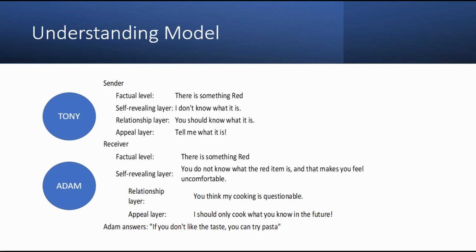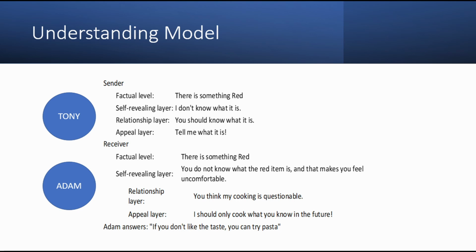So now he can translate this message in the self-revealing layer: you do not know what the red item is, right? And that makes you feel uncomfortable. So he's thinking that maybe his friend is uncomfortable because he doesn't know what is in this red soup, right? Red thing in the soup.